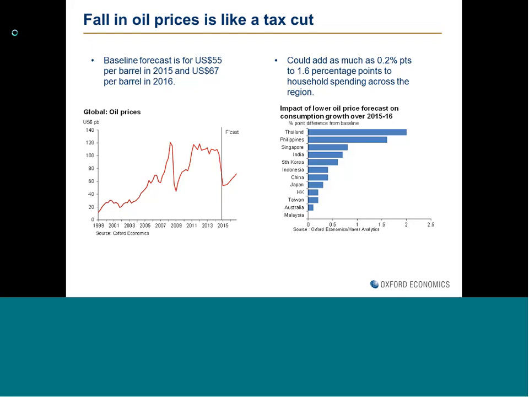Now, with oil prices expected to average around $60 per barrel this year and $70 in 2016, this is around about half of what we were forecasting six months ago. As you can see on the chart on the right, this could boost household spending in Japan by only about 0.2 percentage points, but it could be as much as 1.6 percentage points in the Philippines. All else being equal, this could add about 0.7 percentage points to GDP growth this year for the region.